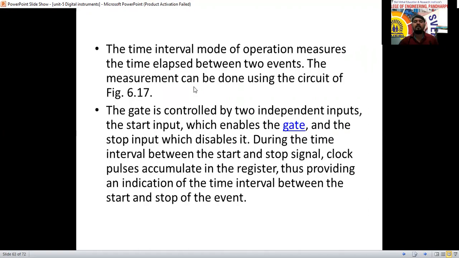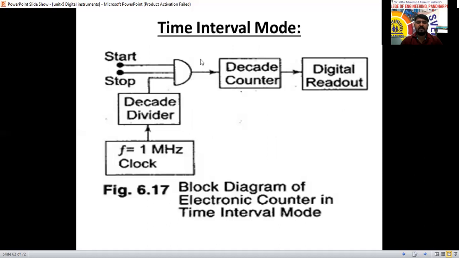See here, the time interval mode of operation measures the time elapsed between two events. What is the time elapsed between start and stop? That is what we are going to measure. The measurement can be done using the circuit as shown in the figure. The AND gate is controlled by two independent inputs.